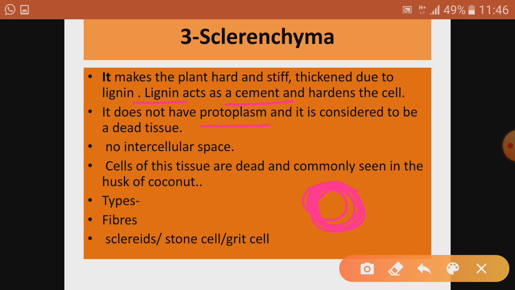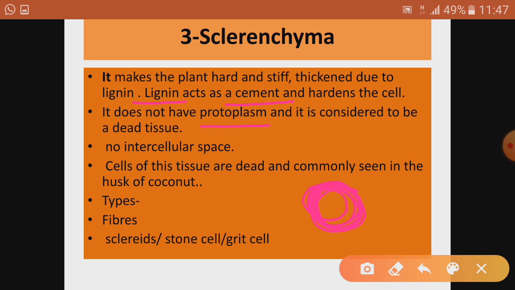So, if the cell is having a very thick lignin deposit outside, it will not have cytoplasm, it will not have the nucleus, no protoplasm inside. Protoplasm is equal to cytoplasm plus nucleus, and no intercellular spaces. Again, why? The reason is the presence of lignin around the cells. So, the cell wall becomes very thick because of the lignin, and no intercellular spaces are present. You may get intercellular spaces in collenchyma, but in case of sclerenchyma, no intercellular spaces are present.